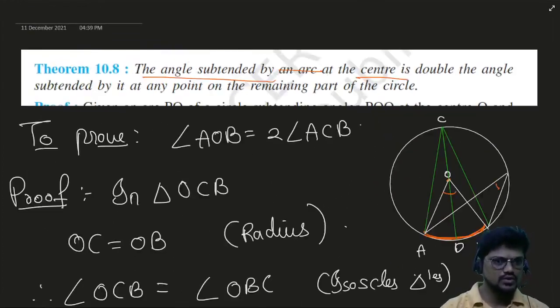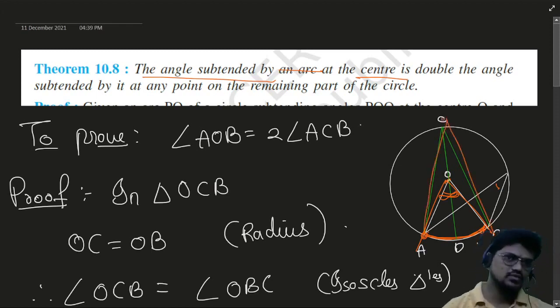Also, we know that the angle subtended by an arc at the center is double the angle subtended by it at any point on the remaining part of the circle. That is, if this is the center, and I draw these lines, and this is the angle, and if I draw another angle on the same segment which is touching the circle, then this angle will be half of this angle. Getting it? Similarly, even if I draw an angle like this over here, this angle will also be half of this angle. Okay, what is the statement for this?